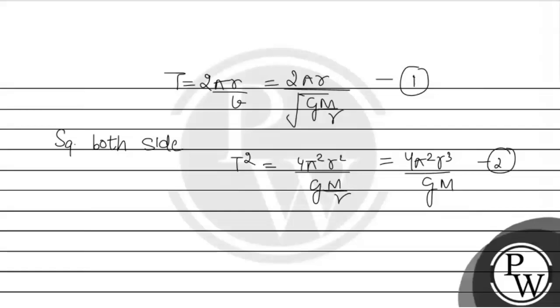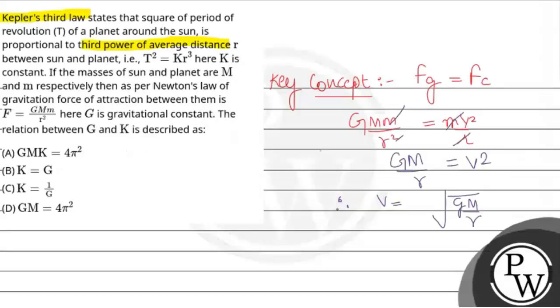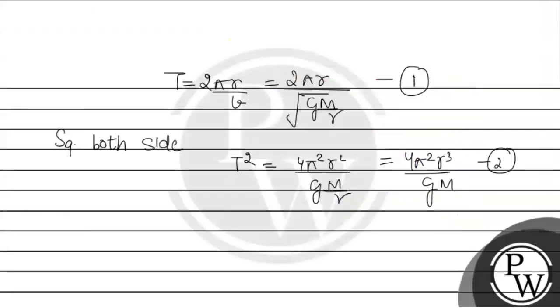Now, what is given in the question is that T square is equal to K r cube, and we have found that T square is equal to 4 pi square r cube divided by G M. Now comparing both equations, you will get K into r cube will be equal to 4 pi square r cube over G M. Okay, so cancel r cube with r cube. Therefore you will get the value of K as 4 pi square over G into M.